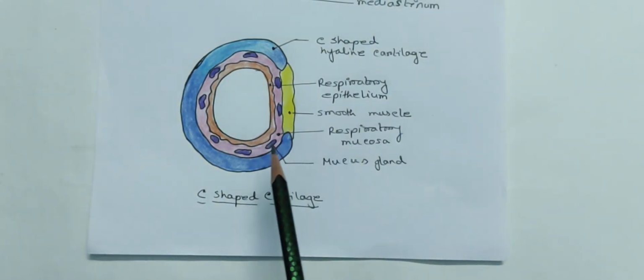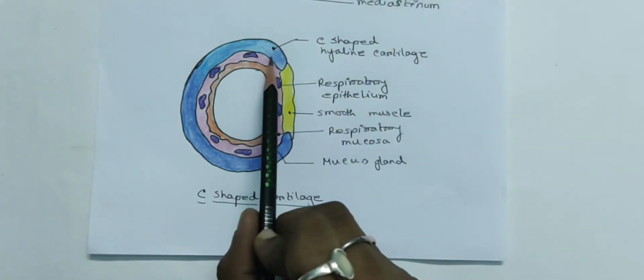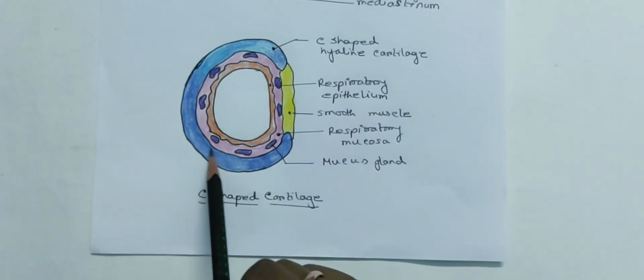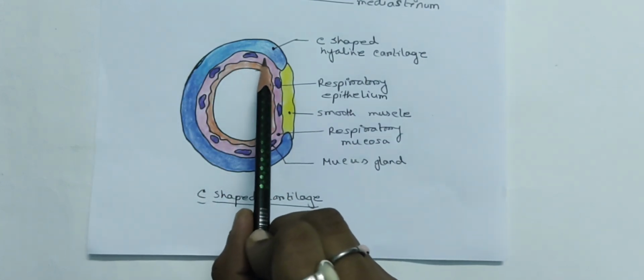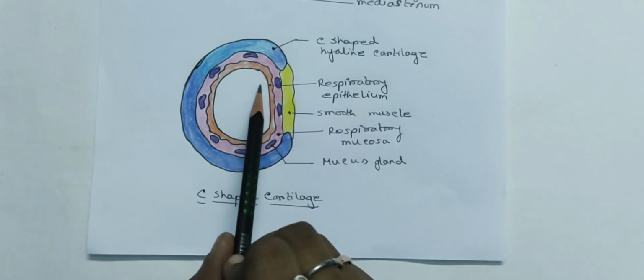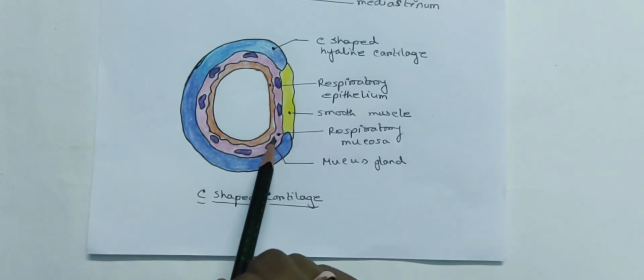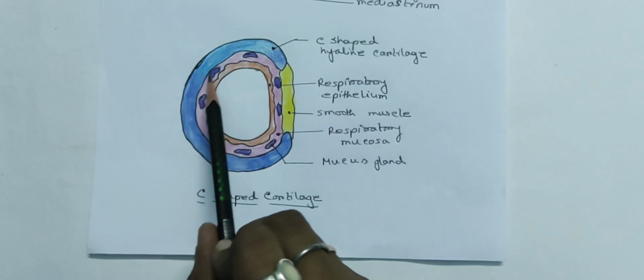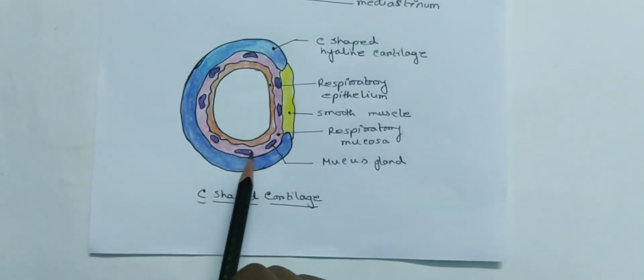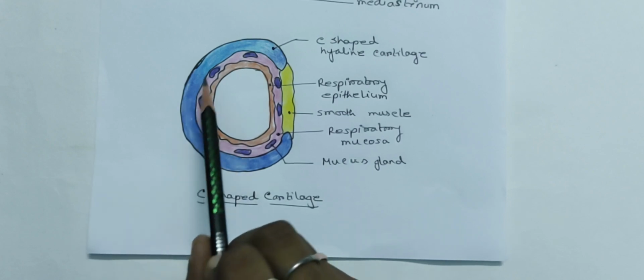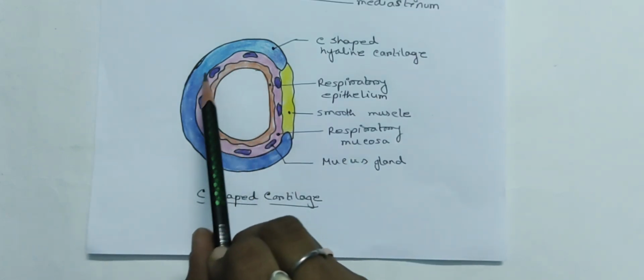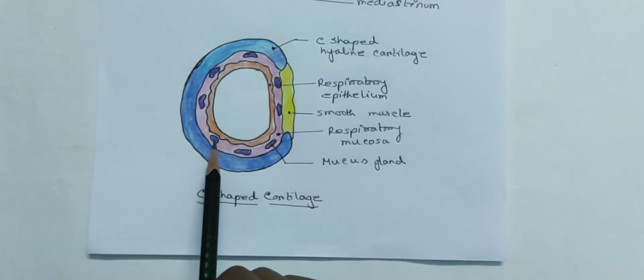This is the C-shaped cartilage. This blue portion is the hyaline cartilage. On the inner side of the C-shaped hyaline cartilage, there is an epithelium, and within it the respiratory mucosa. Within the respiratory mucosa, there are some mucus glands. This purple colored portion, which I marked, is the mucus glands.